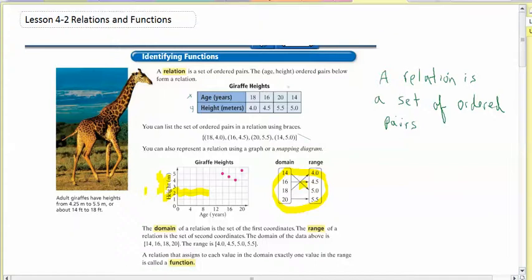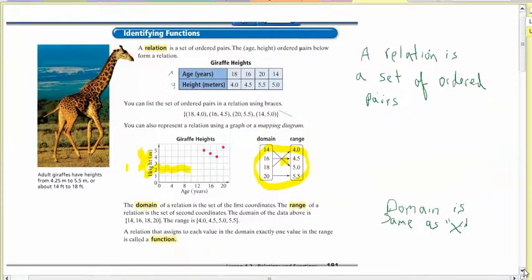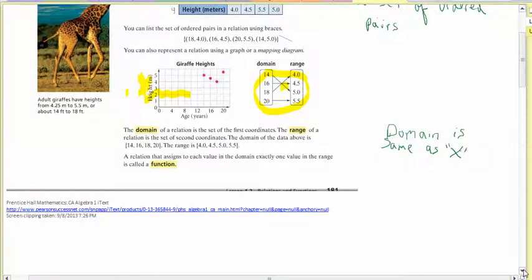So on your paper or in your notes, put domain is the same as x. So it's the same as the x coordinate. So it's just another name for x. And then the range of a relation is the set of second coordinates. So you're going to put range is another name for y, or is the same as y. Okay, so when you hear the word domain, it's just your x values. If you hear the word range, it's just your y values.